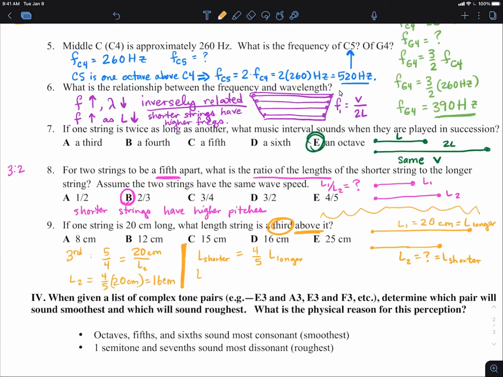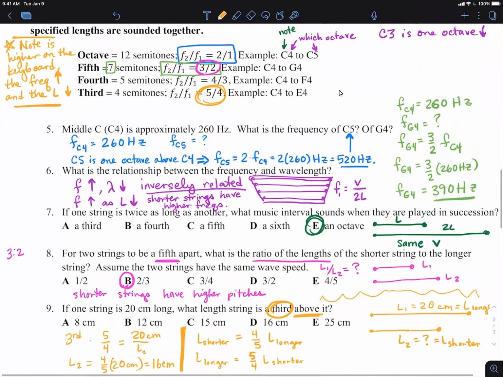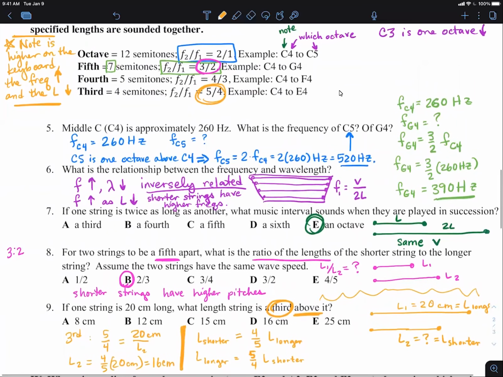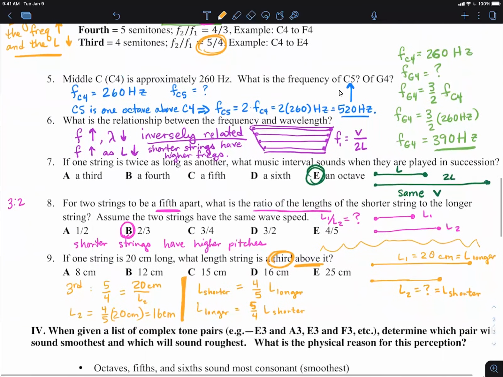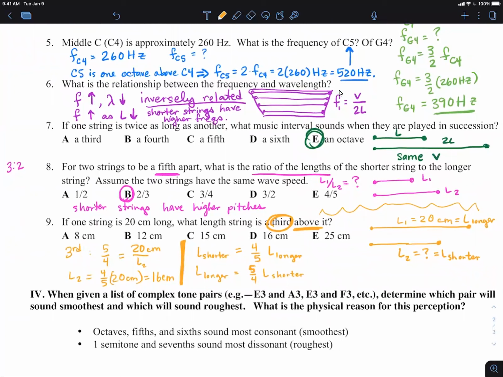Or conversely, the length of the longer string will be 5/4 the length of the shorter string. So that's why you have to keep in mind: do I expect the string that I'm trying to find the length of to be longer or shorter? That is how you can figure out if it's supposed to be 4/5 or 5/4. If it's supposed to be shorter, then you have to use the inverse, so that you have numbers that are less than 1.